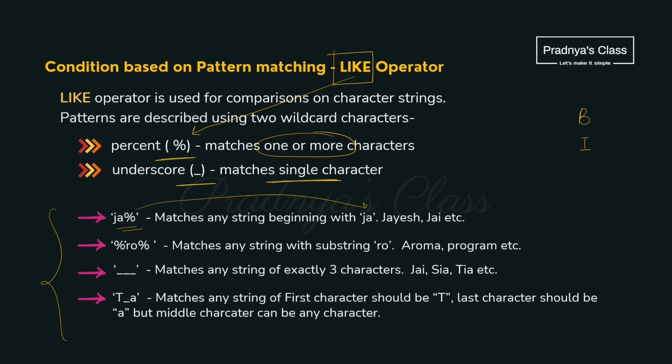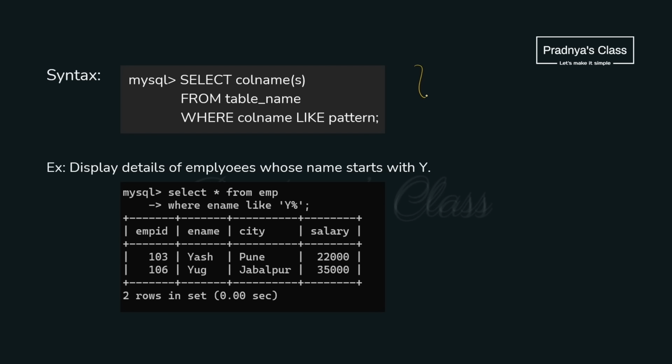You can use this operator more than once. Whereas in case of underscore, it will match only one character. If it is mentioned T-A, it means only we will get this type of string. Only one character it will get matched. Wherever you want and how many you want, you can apply these operators. Here is the syntax where column name like pattern. So for designing pattern, use % or underscore. Let's consider one example. We want to print the employee names which are starting with Y. So Y%. Look at the output.